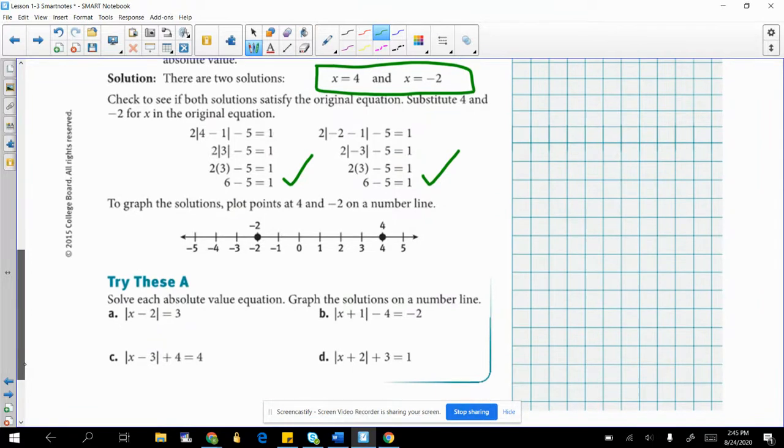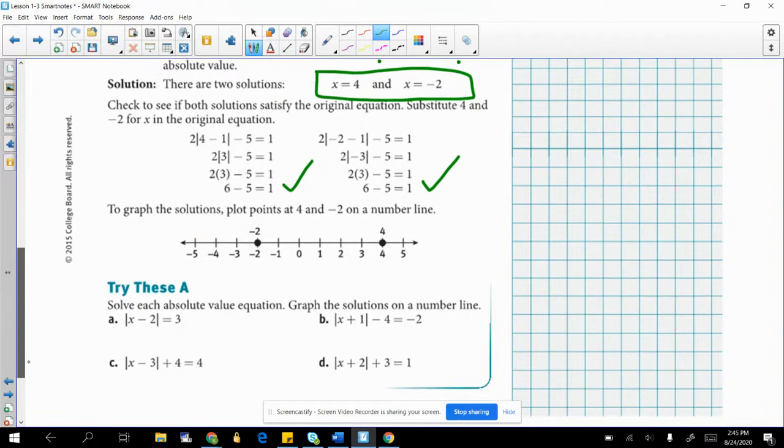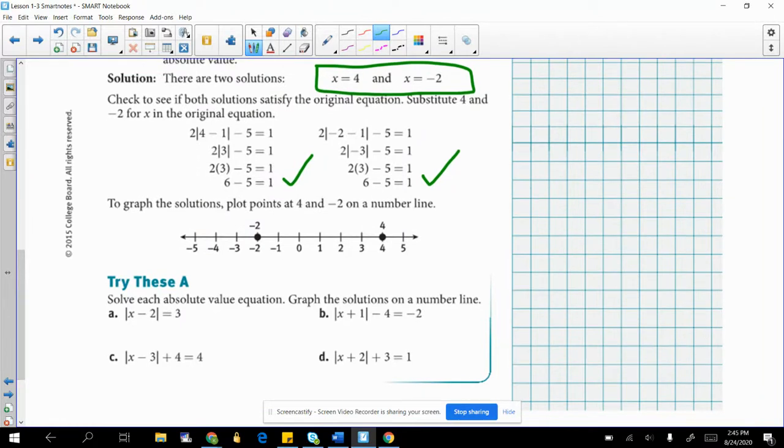And then the last part is it also said to graph the solutions on a number line, which when we're talking about an equation is very easy to do because you literally just have to say, okay, x equals -2, put a point on the number line. X equals 4, put a point on the number line. Gets a little bit trickier when we get to inequalities because we have to do a little bit of shading, but for equations, you're just putting a point right there on the solutions.